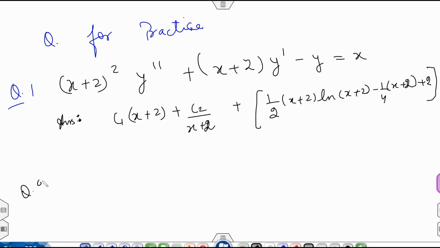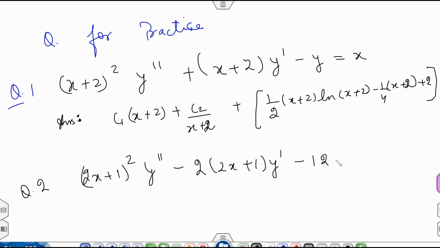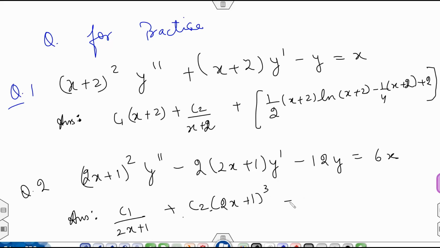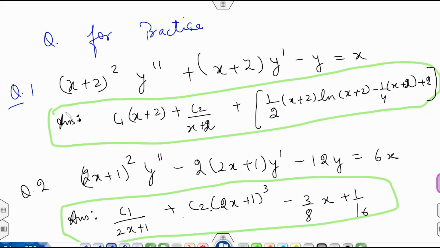And question number 2 is (2x plus 1) whole square y double dash minus 2(2x plus 1) y dash minus 12y is equal to 6x. So here your answer will be c1 by (2x plus 1) plus c2 into (2x plus 1) to the power 3 minus 3 by 8 x plus 1 by 16. Okay, so this will be your answer for this question. You can solve both these questions by the method of undetermined coefficients or the method of variation of parameters. So it's your choice, or you can use both methods.